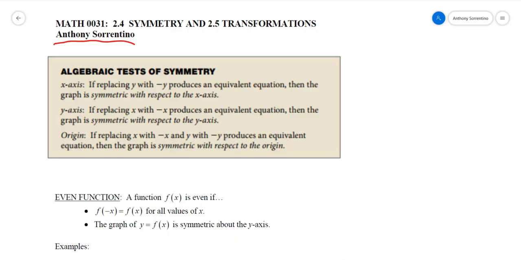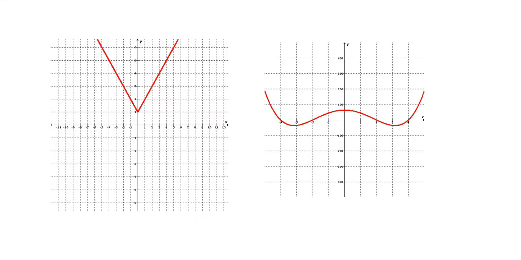The next type of symmetry is symmetry around the y-axis. And they give you a test up there, which we are going to make use of as we go through this. For the y-axis, if replacing x with negative x produces an equivalent equation, then the graph is symmetric with respect to the y-axis. So, case in point, some examples of being symmetric about the y-axis are these two graphs.